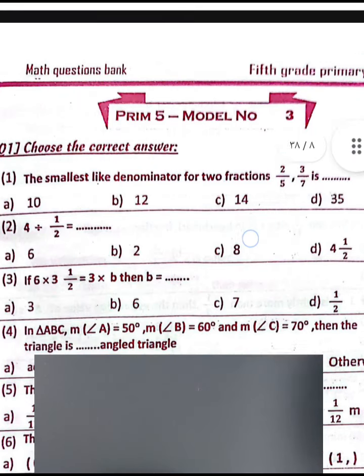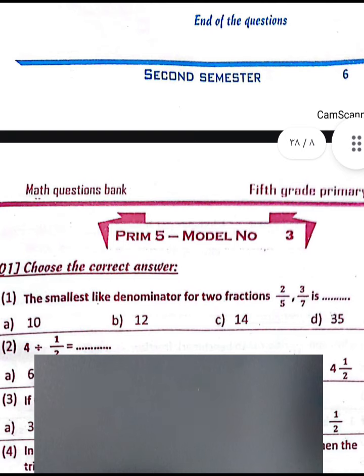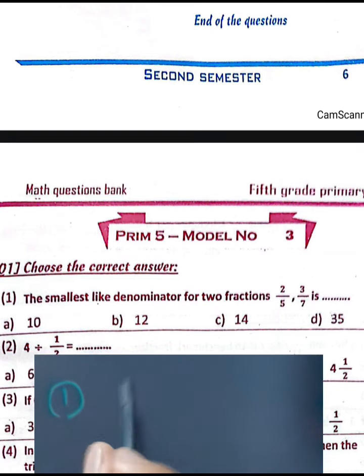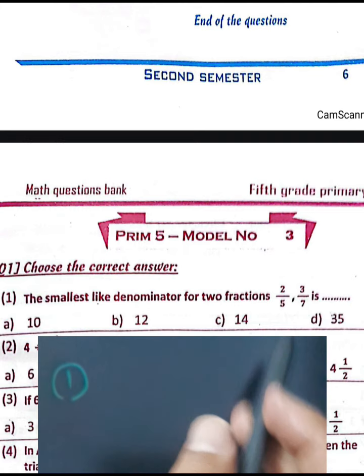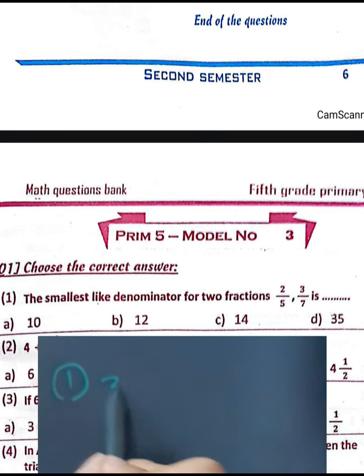Model number 3, question number 1. Choose the correct answer. Number 1. The smallest common denominator for the two fractions 2 over 5 and 3 over 7 will be 35.